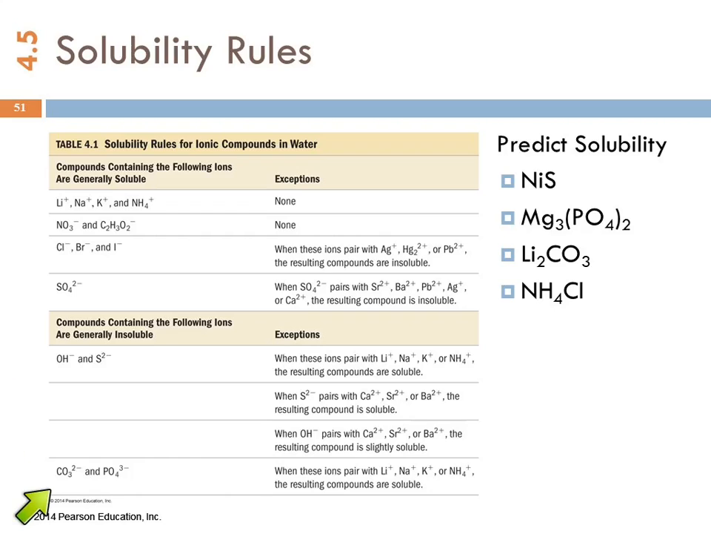The bottom of the table tells us that these compounds are generally insoluble: hydroxides and sulfides, except if it's with lithium, sodium, potassium, or ammonium. Remember, those guys were soluble with no exceptions. So if you've got hydroxide or sulfide with those, they're going to be soluble. Sulfide with calcium, strontium, or barium is soluble. Hydroxide with calcium, strontium, or barium, slightly soluble. Carbonates and phosphates are generally insoluble, except with that group at the top.